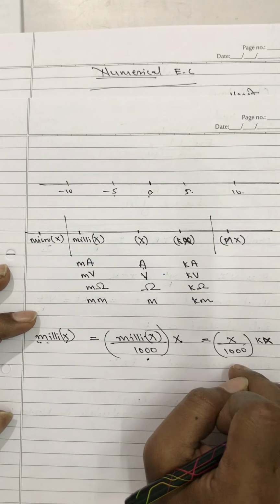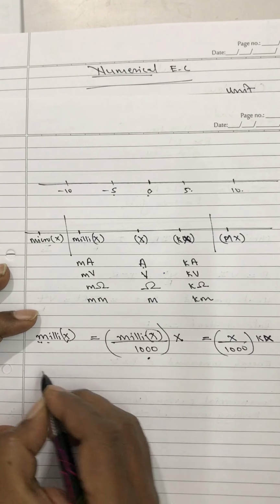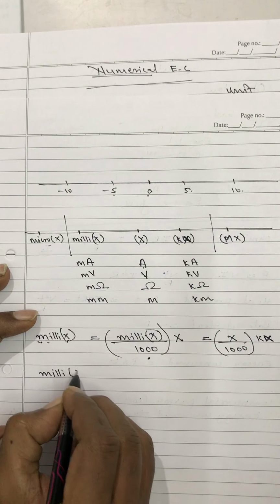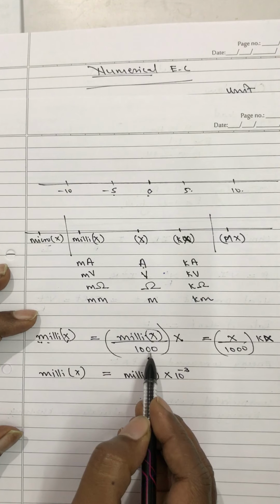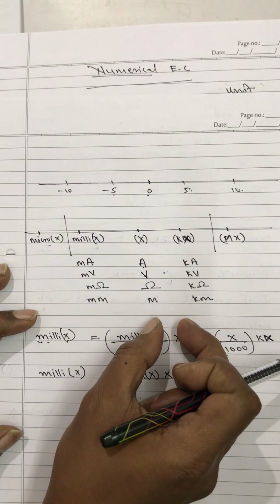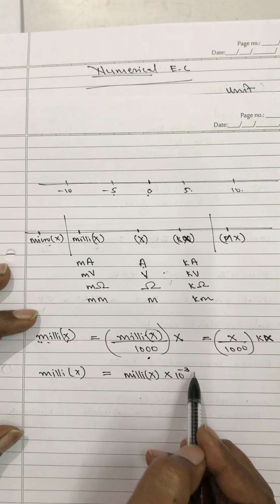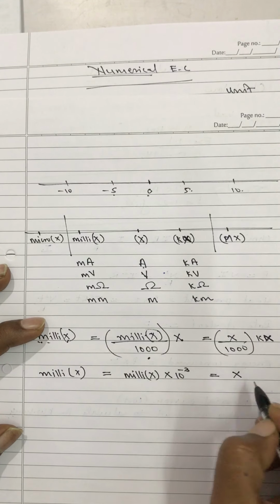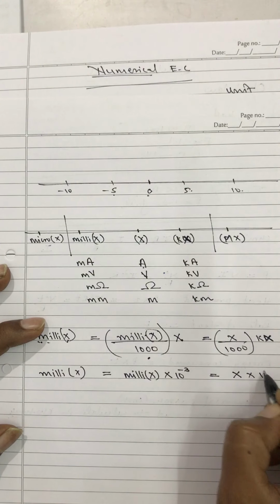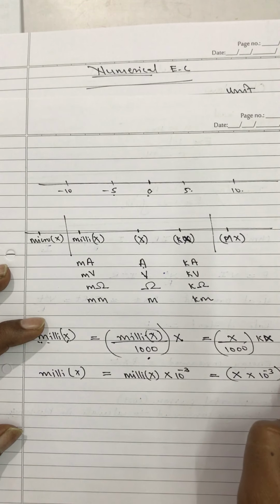Okay, my dear students, so this is how it works. But most of the times when you write this, instead of writing upon 1000, they will write it as multiplied by 10 raised to the power of -3. See, 1000 is nothing but 10 cube, and when you shift it to the numerator, the sign of the power will change. It will become minus cube, 10 raised to the power of -3. So when you multiply x by 10 raised to the power of -3, you will get kilo x.